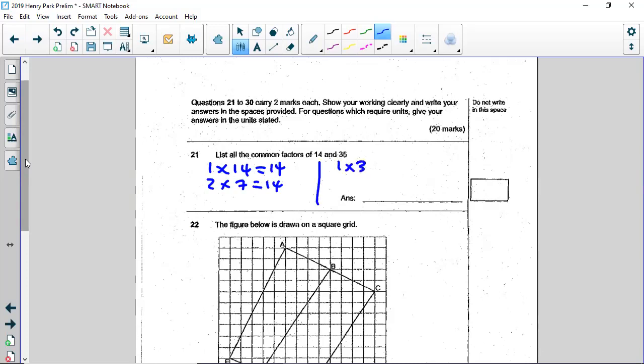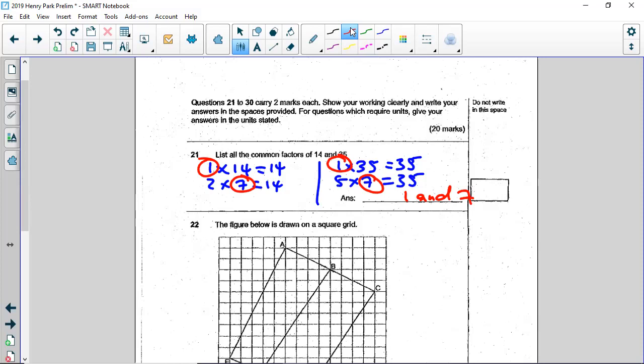Then 1 times 35. And then 2 cannot, 3 cannot, 4 cannot, 5 times 7, and you get 35. 6 cannot, 7 have already. So what are the common factors? Then you circle the common factors, and your 7 also, and you get 1 and 7. Okay, so this is a giveaway question. So try not to make mistakes for easy questions. Yeah, Caleb? I wrote 1, 7. 1, 7 also can.